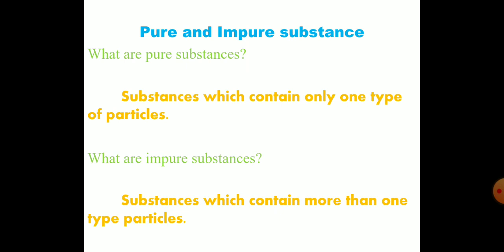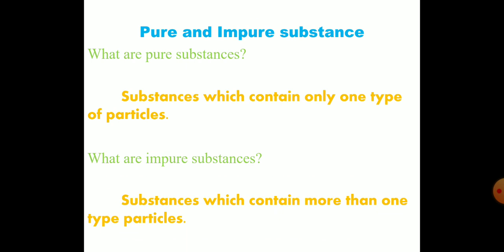Substances which contain more than one type of particles are called impure substances. Can you understand what is pure substance? If a substance possesses only one type of particle, then it is called a pure substance. Then what is an impure substance? If the substance possesses more than one type of particle, then it will be called an impure substance.